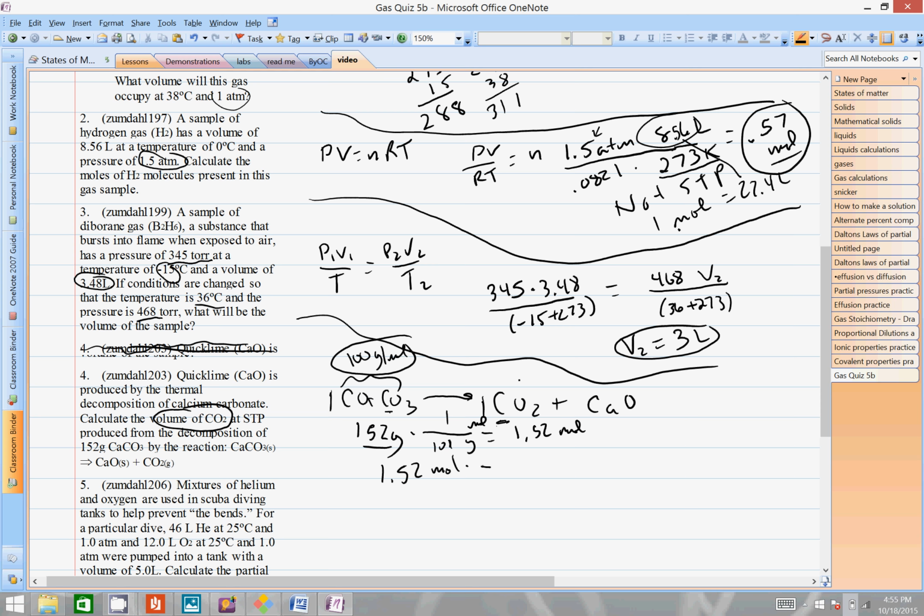And it is a 1-to-1 ratio. You may not like to show that, but that on an AP exam is what they want to see. And this is 1.52 moles of calcium carbonate. Okay, and at this point, because we're at STP, I'll skip Pivnert and go 1 mole equals 22.4 liters. And my answer is about 34 liters.